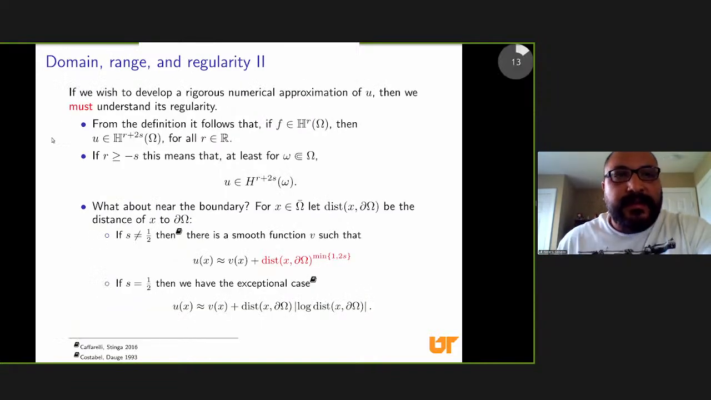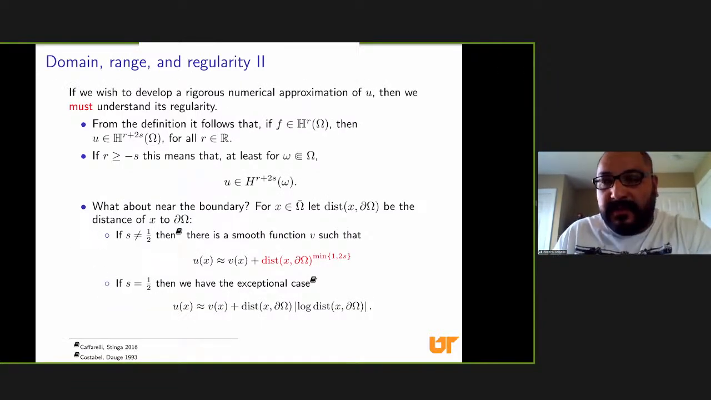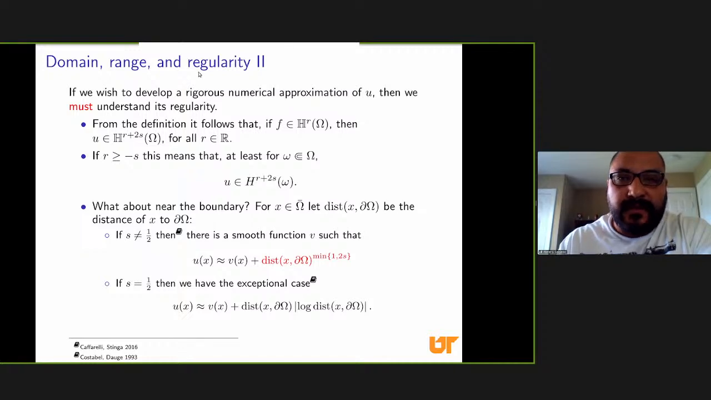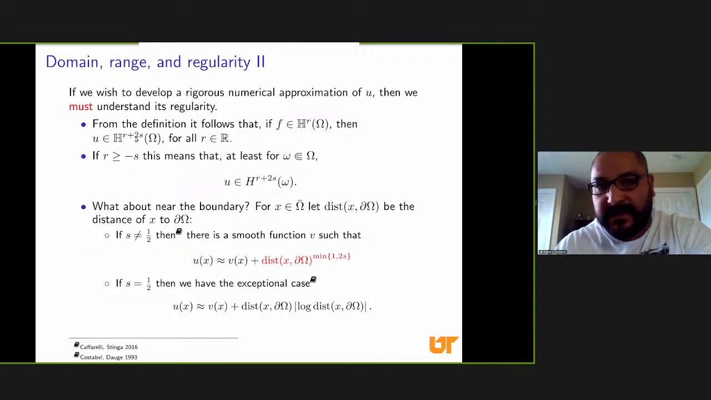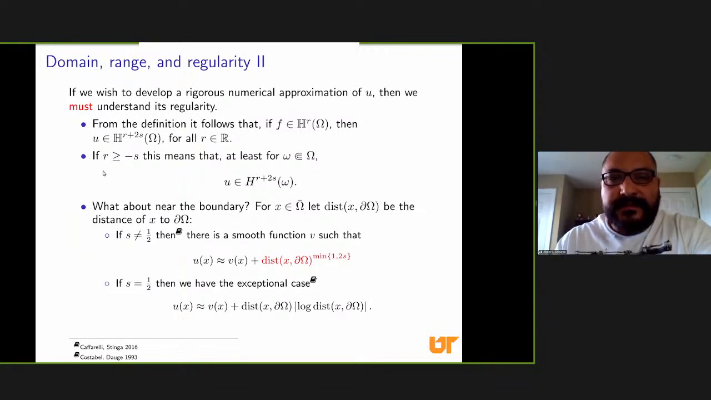And like I said, if we want to understand how to approximate the problem properly, we need to understand the regularity of the solution. And from the definition, if you work in these fancy H spaces, just by the definition of the fractional Laplacian, you have an immediate shift. If your data is in H^r, then your solution is in H^(r+2s). If you try to translate this into usual Sobolev spaces, then at least in the interior of the domain, you're going to have the same regularity shift.